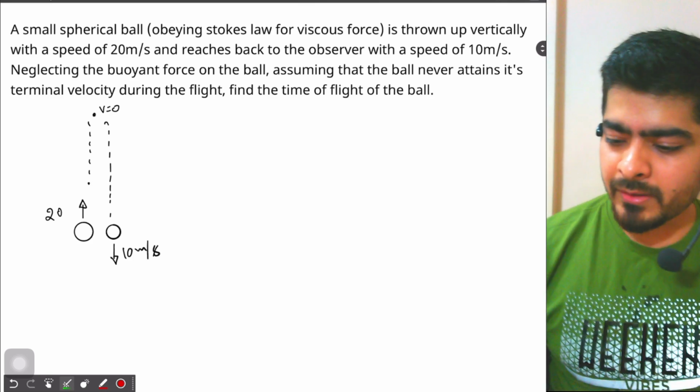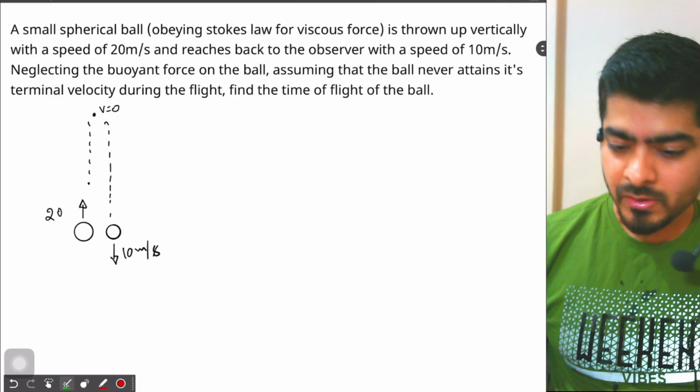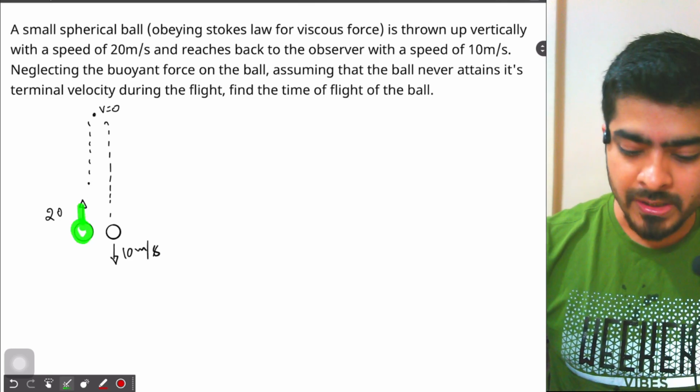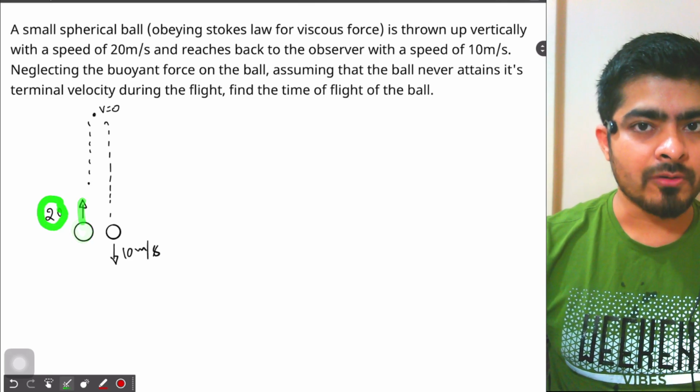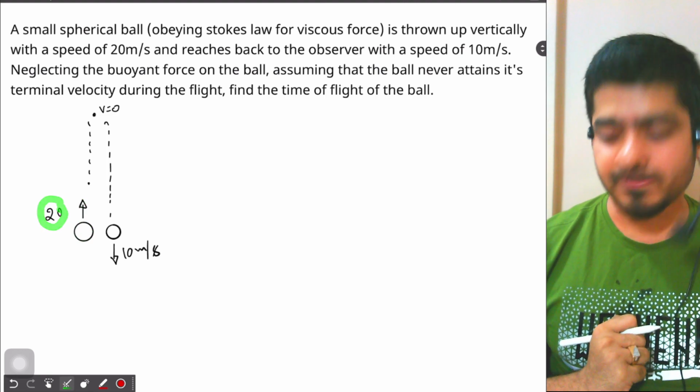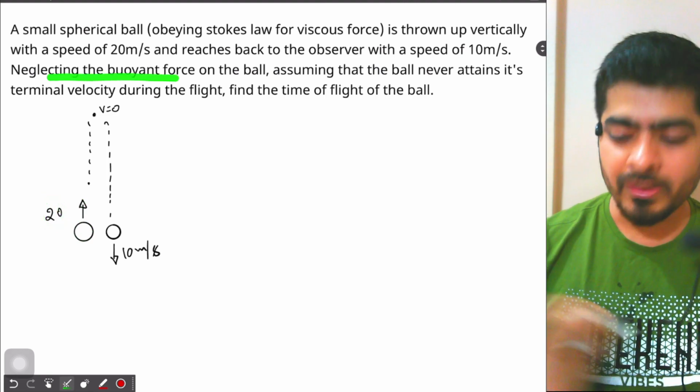Hello students, so here we have a very good question based on Stokes law. The question says that there's a spherical ball going upwards with a speed of 20 meters per second. Obviously it is experiencing viscous force, and we have to neglect the buoyant force.